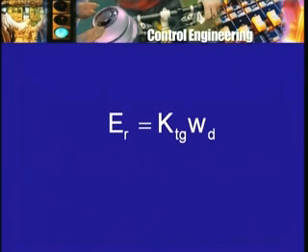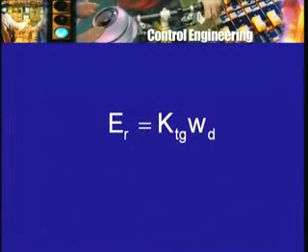This is compared with ER, and if the difference is 0, there is no error, and therefore ER is put equal to K tacho generator into omega d. Now we will see immediately, on making use of this relationship in the expression that we have derived, that if we set ER equal to KTG omega d, where omega d is the desired speed, then the speed omega m will not be omega d, but will be less than omega d.